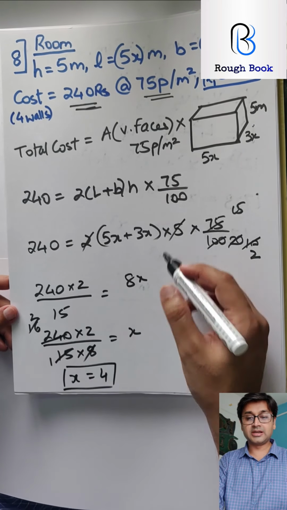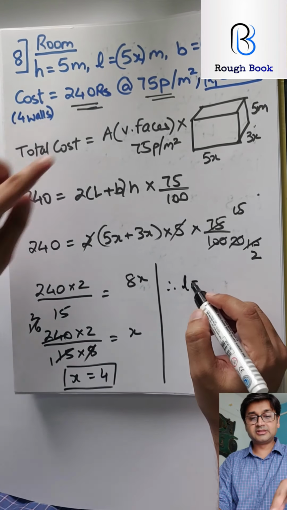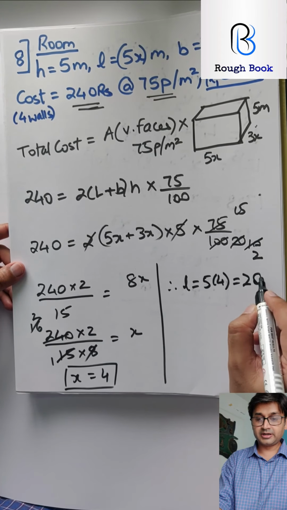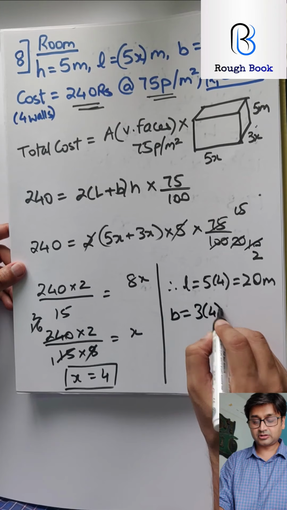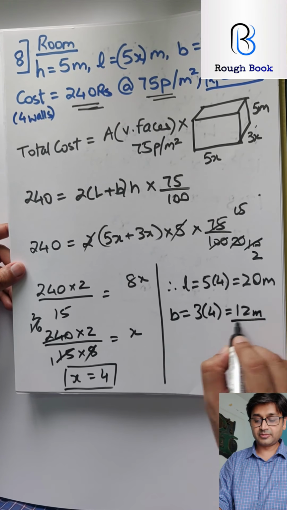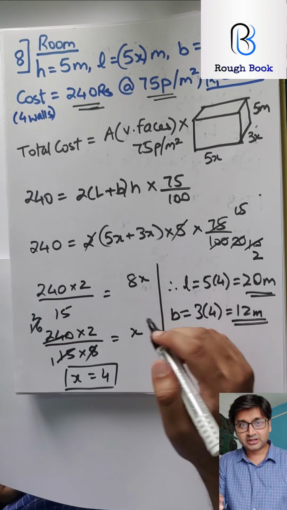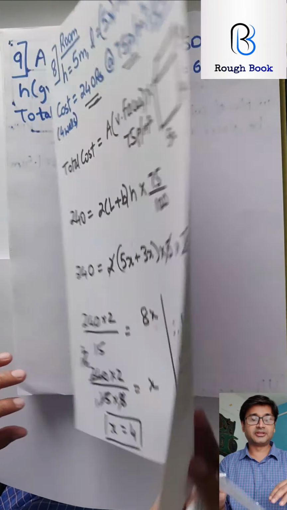What is the question? Length and breadth. So therefore length is equal to 5x, so 5 into 4, 20 meters, and breadth is equal to 3x, so 3 into 4, 12 meters. So we managed to get the length and the breadth. How many of you have tackled it on your own? Great. If you're getting it, impressive.